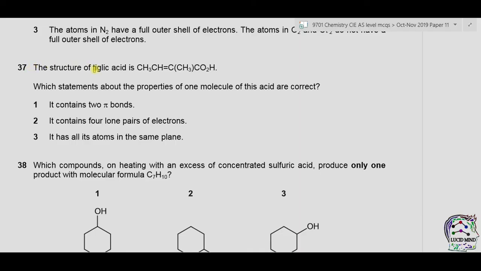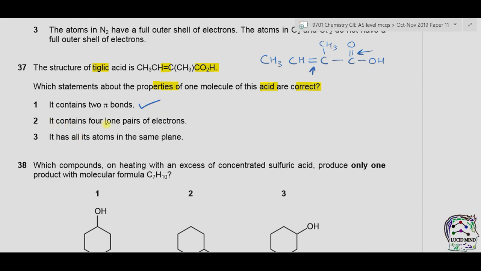Question 37. The structure of tiglic acid is given. We have an alkene functional group. Also a carboxylic acid functional group is present. Which statements about the properties of one molecule of this acid are correct? Number 1. It contains 2 pi bonds. Let's draw the structure of this compound. We have CH3, then CH double bond carbon with a methyl group attached, and also a carboxylic acid is present. So as we can see, we have 2 pi bonds present. So option 1 is correct.